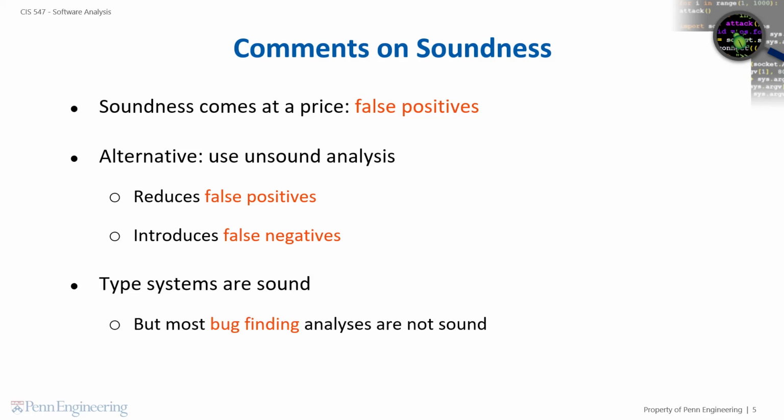Type systems are sound analyses. While they may generate false positives on occasion, they will never produce a false negative. But most kinds of analyses for detecting bugs, so-called bug finding analyses, are not sound. You can learn more about these kinds of analyses for Java and C by following the links in the lecture handout.